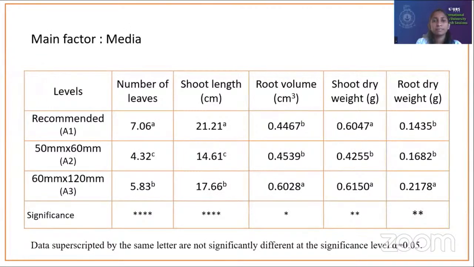When considering the main factor media type, there are some differences. All the growth data are lowest in A2, the smallest pellet size. The recommended media has the highest number of leaves and shoot length, while A3 is similar to the recommended media in shoot dry weight and has the highest root volume and root dry weight.